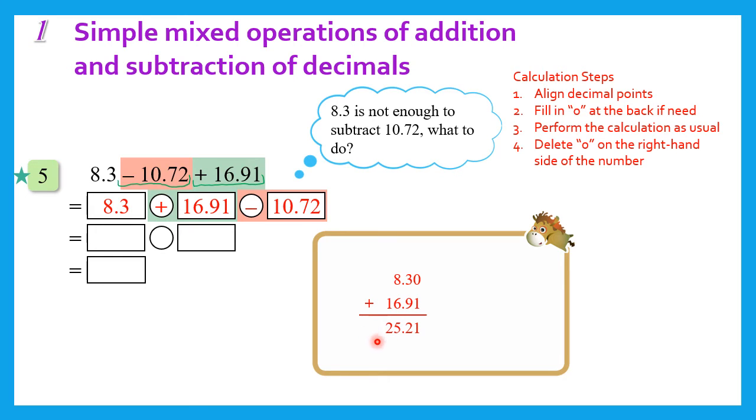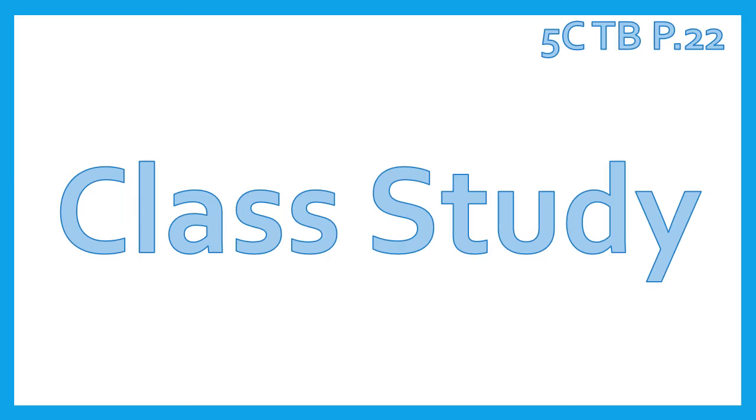You can find out the answer is 25.21. Then you can write the answer back, copy the thing that you didn't do yet, so you write down and do the calculation here, and then you can find out the answer is 14.49, and then you can write it back. This is for question 5.